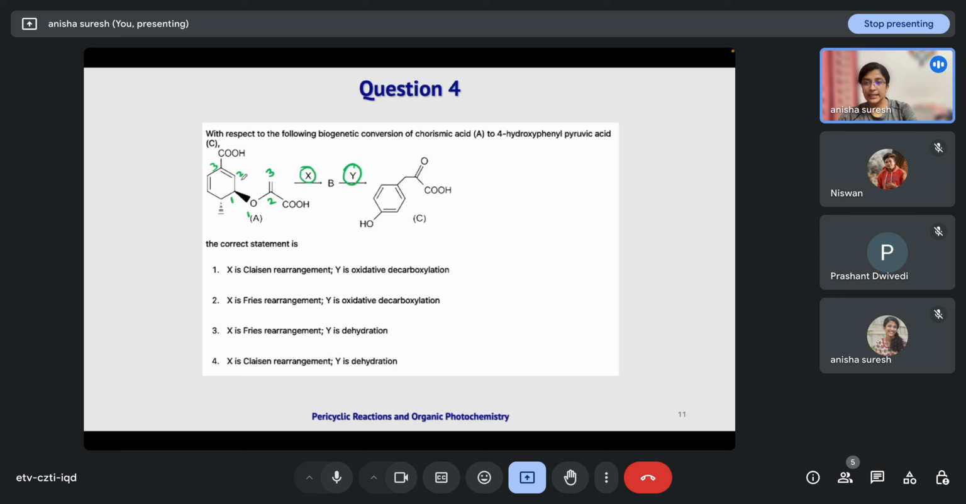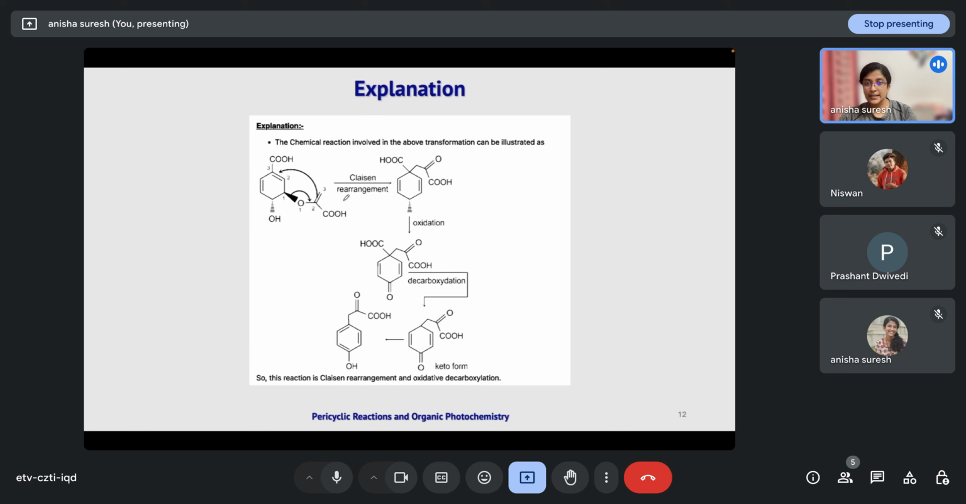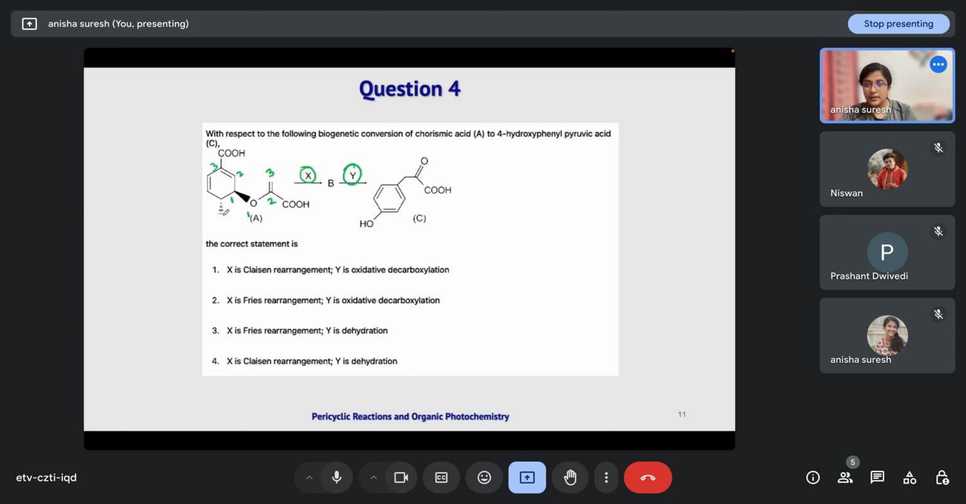Okay, we will see the mechanism. You can see here a Claisen rearrangement is taking place. I will draw it separately so it will be easy to understand. So here a methyl group is there. Sorry, this was hydroxy probably.